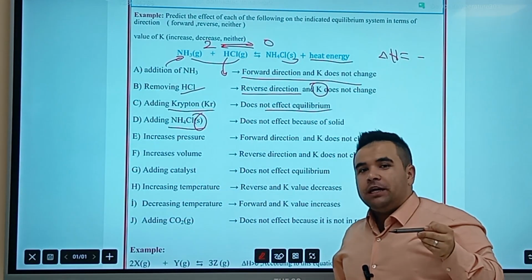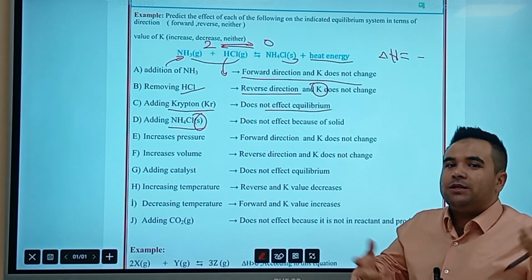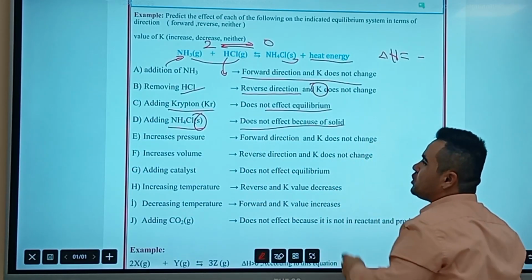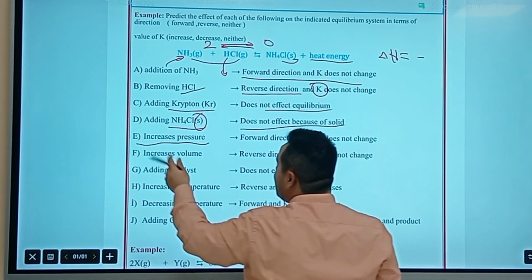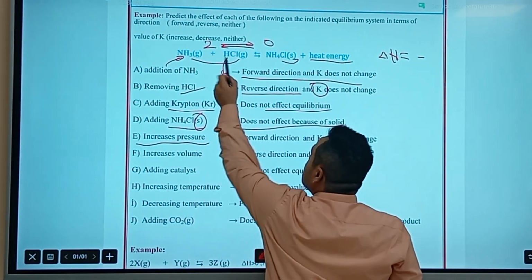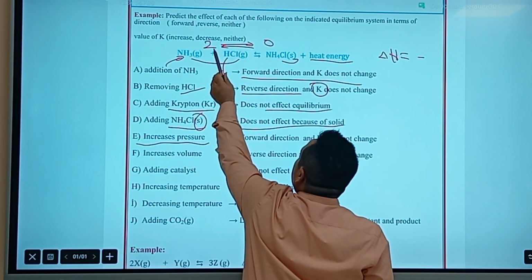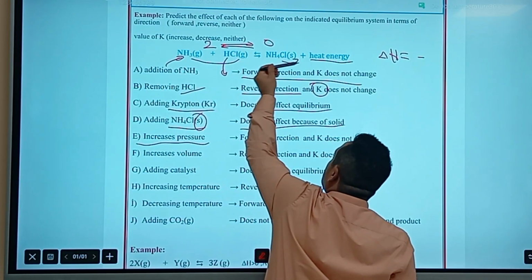NH4Cl is a solid, and the concentration of a solid or liquid does not change. That's why it does not affect the equilibrium. Increasing pressure works. Why? Because we have different moles of gases from reactant to product: in the reactant 2, in the product 0. Increasing pressure favors the lower moles of gas.